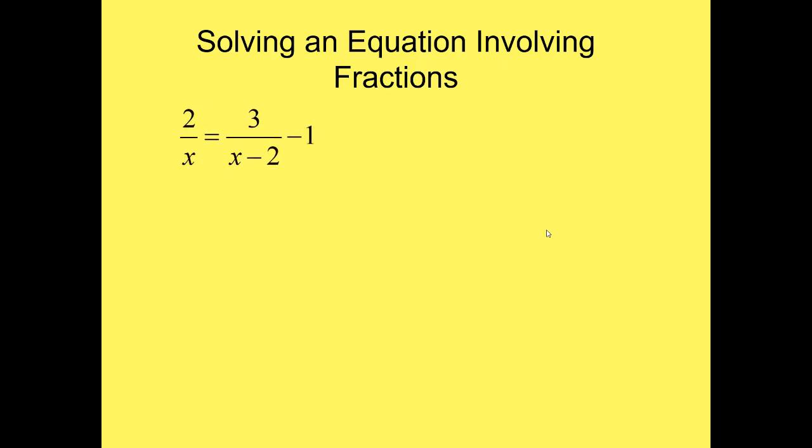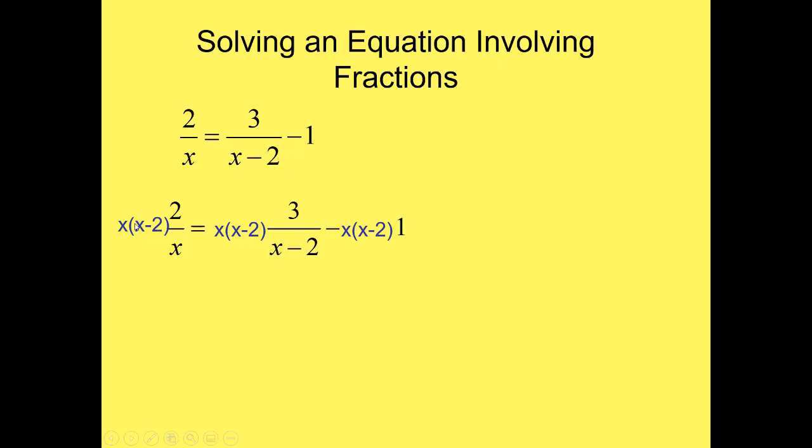Okay, I think I talked about rational equations in a previous video, but we're going to talk about them again. So let's go ahead and multiply by the common denominator to cancel out the fractions. In this case, our common denominator is going to be x times x minus 2.